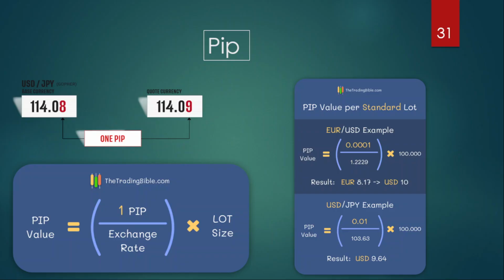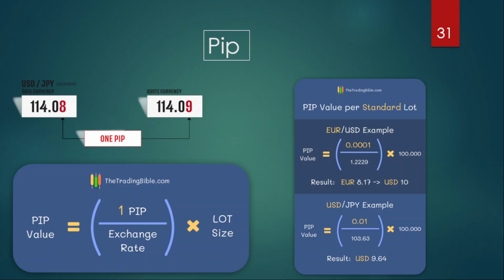So from the price of 114.08 to 114.09, this indicates that the price has moved only one pip. You would calculate it in this manner: 114.09, minus 114.08. Then you would see that the market has moved only one pip.